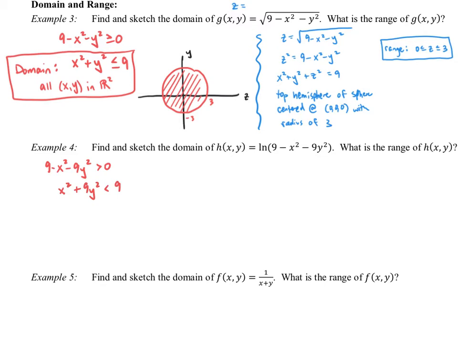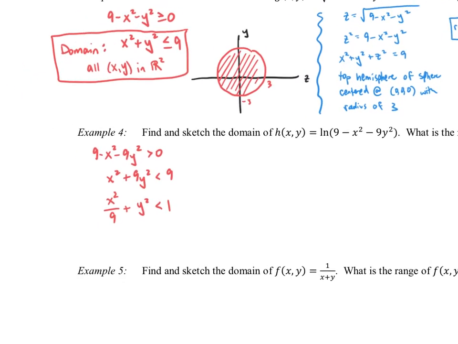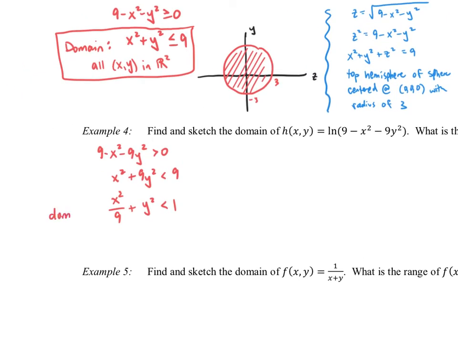And a little bit more formally, if we were to divide by 9, we would get the inequality that represented an ellipse. So this is going to be our domain, and I will graph that here as well. So we're looking at all points xy in the xy plane such that that particular inequality holds true.